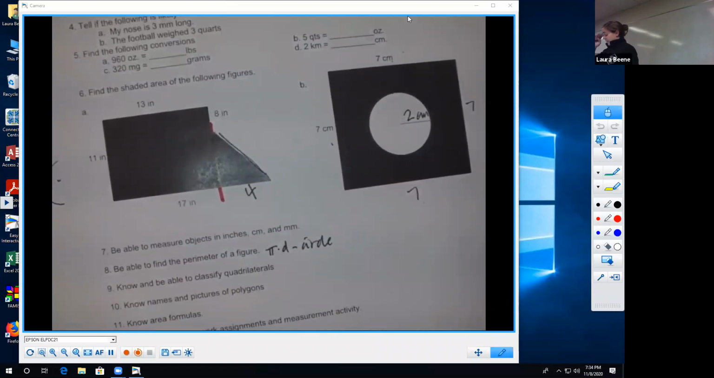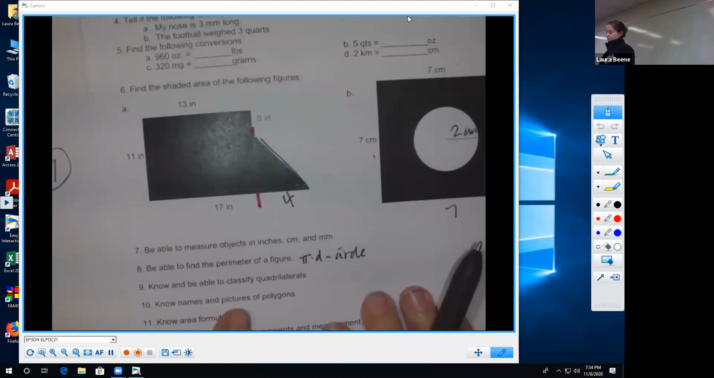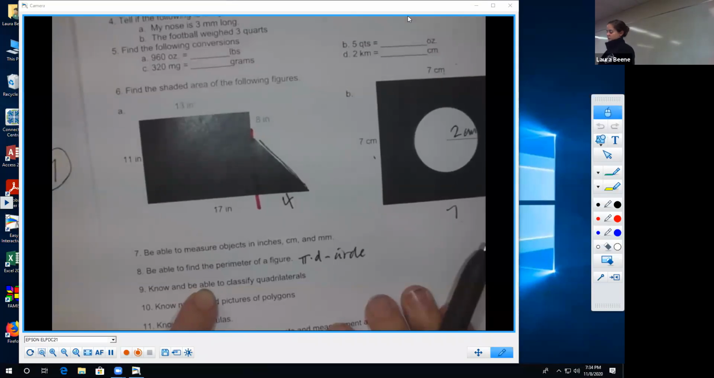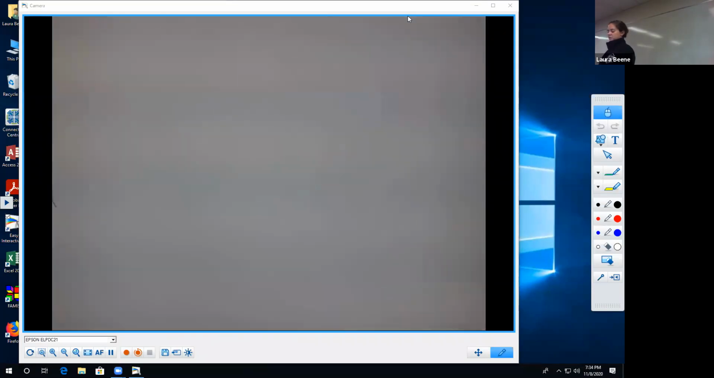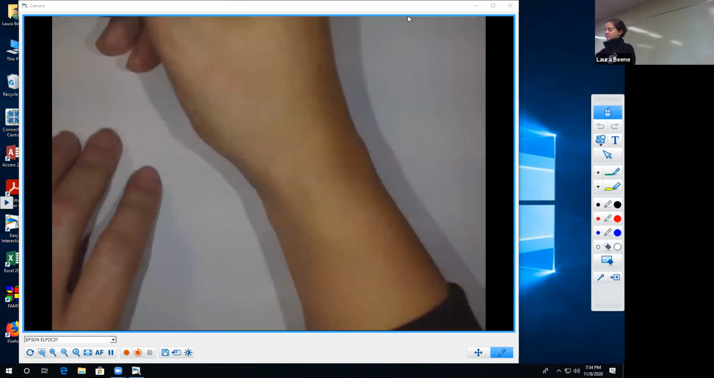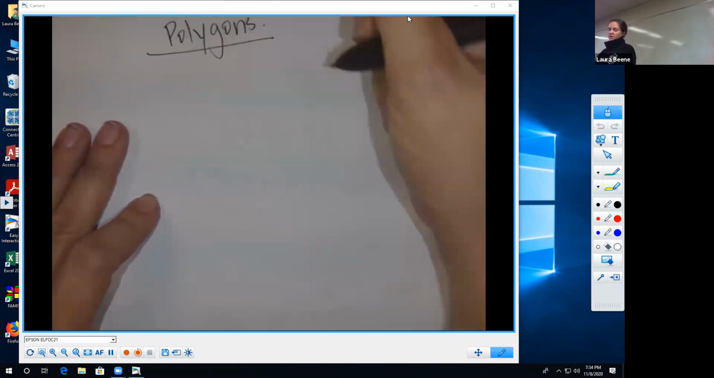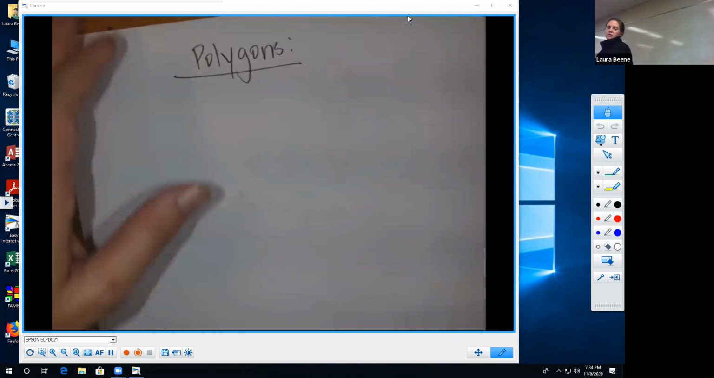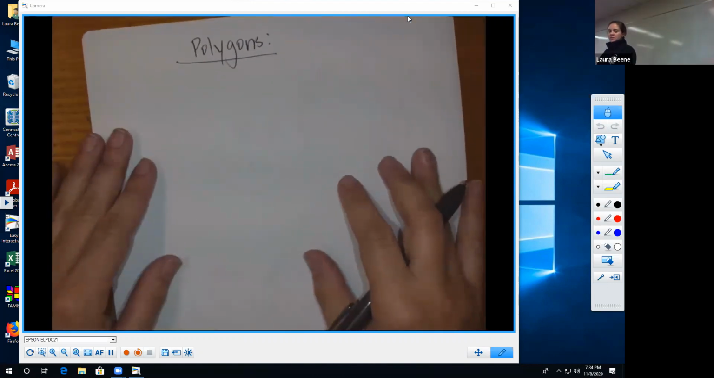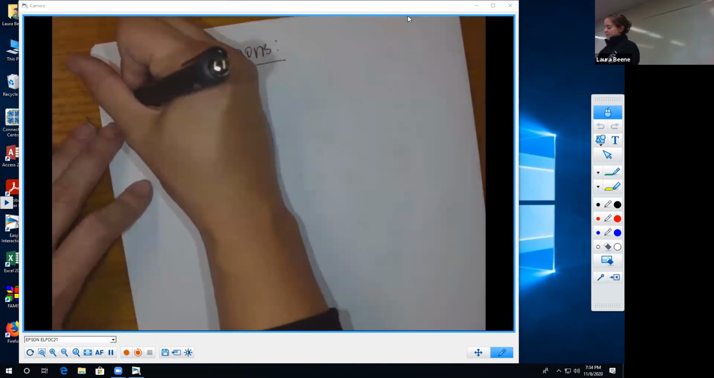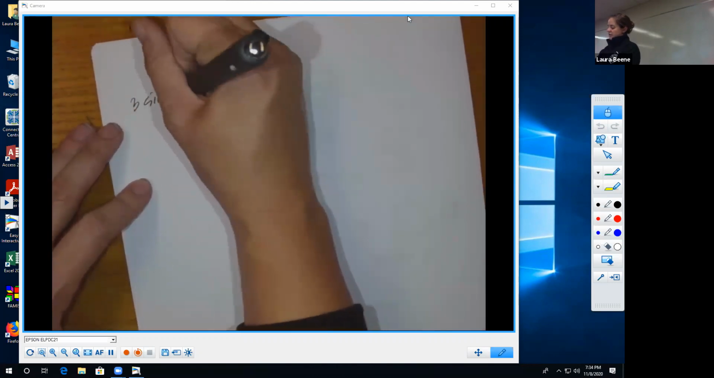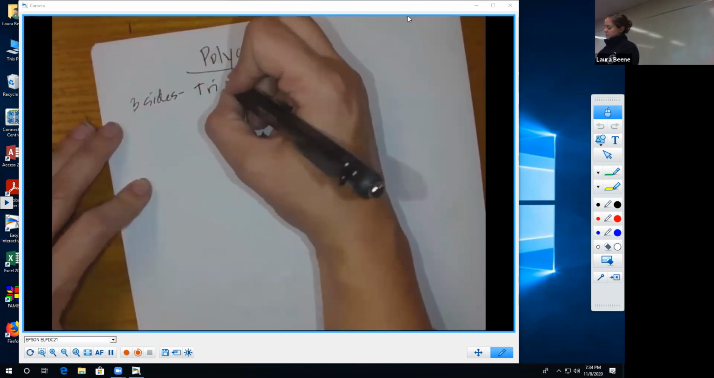Quadrilaterals, that's what we went over this week, classifying quadrilaterals and polygons. So let's start off going over the polygons, and then we'll pause when we get to quadrilaterals and go over all the quadrilaterals. So for polygons, that is a multi-sided figure. So you can't have a one-sided figure. You can't really have a two-sided figure. You can have a three-sided figure. So a three-sided figure is a triangle.